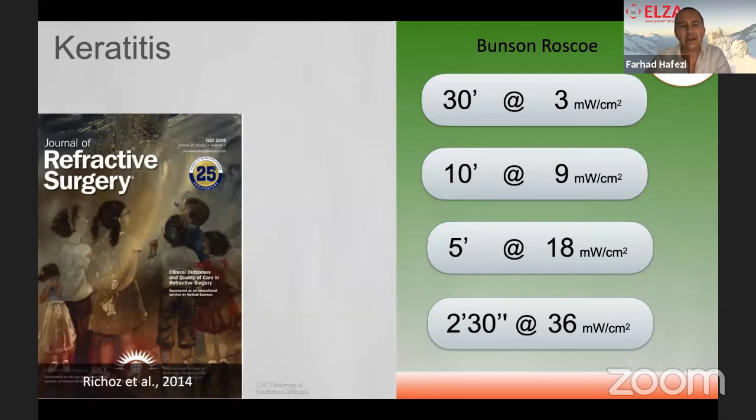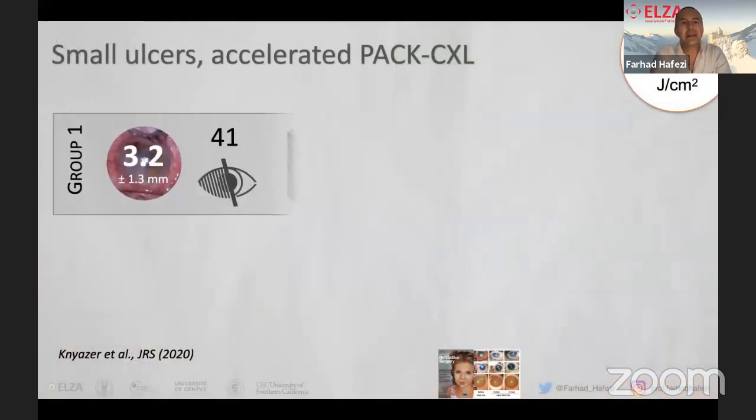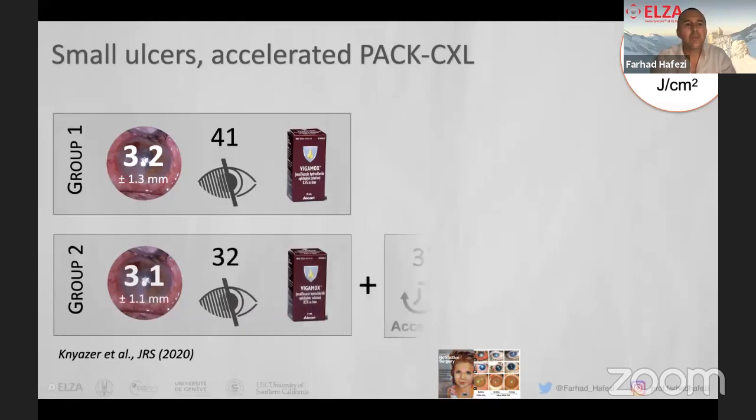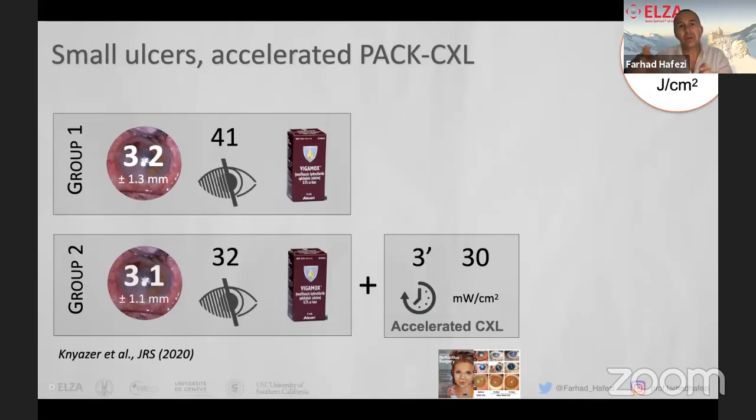Let's look at the clinical data. We went really fast and we went into smaller ulcers, and this is where things started looking very different. So this is a study that has just been published in the JRS with our friend Boris Kneiser. This was Elsa and Boris University in collaboration. And what we did, we compared 2 groups. We looked at antibiotics and antifungal only in 41 eyes, small ulcers, well, not so small, but 3.2 in average. And we compared to almost same size with accelerated. You see, this is not Dresden, this is 10 times faster. 3 minutes with 30 milliwatts.